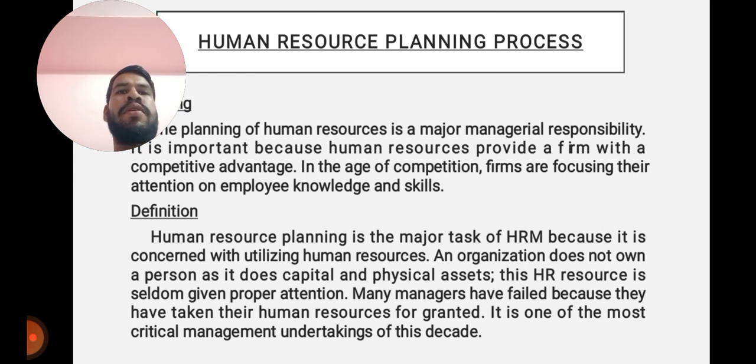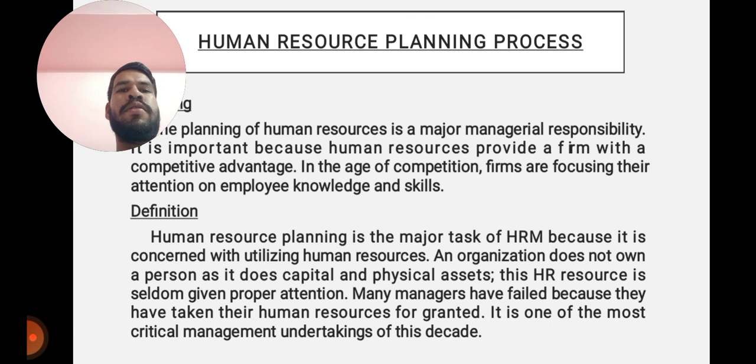Meaning: planning of human resources is a major managerial responsibility. It is important because human resources provide a firm with a competitive advantage. In the age of competition, firms are focusing their attention on employee knowledge and skills.